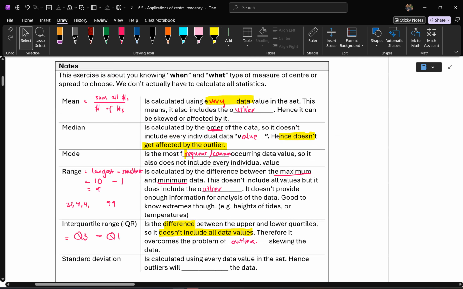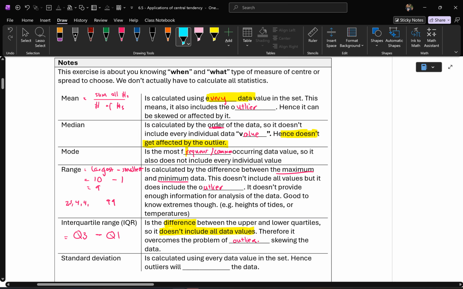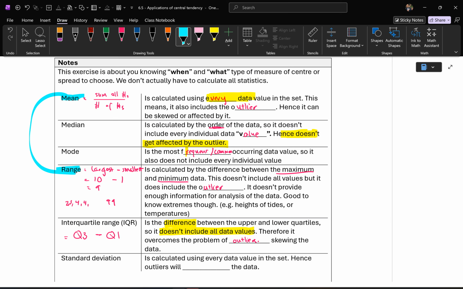So what's the pattern? If I link it for you to see, mean and range get affected by the outlier. Why? Because they include the outliers in their calculation. Median and IQR don't. Why don't they? Because you're finding the position. You don't actually use the outlier. That's the explanation towards the end of year for year 12s and 11s if you want to do 12 exams. That's the explanation they're looking for end of year.